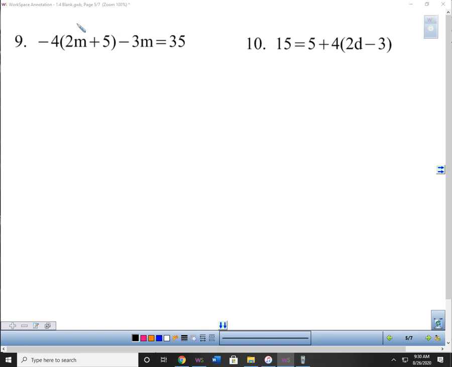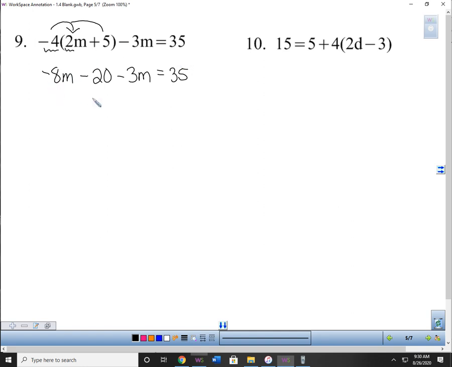All right, so I look here on number 9. I've got parentheses, so I'm going to have to go ahead and distribute. -4 times 2m is -8m. And just to reiterate, just in case we forgot how to do that, you just multiply the number and the number in front. And then if this had a variable, you would multiply it and that variable, but you don't have one, so this just stays an m. And then -4 times +5 is -20. Then you have -3m equals 35.